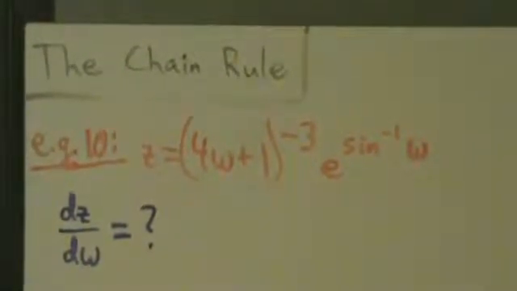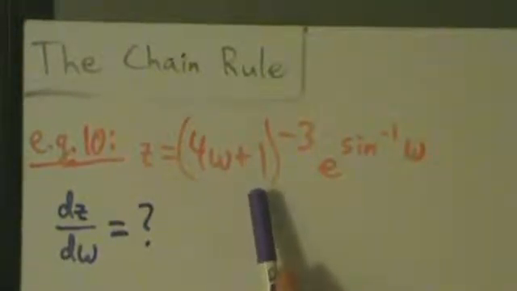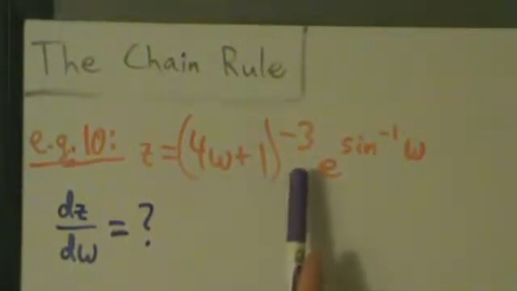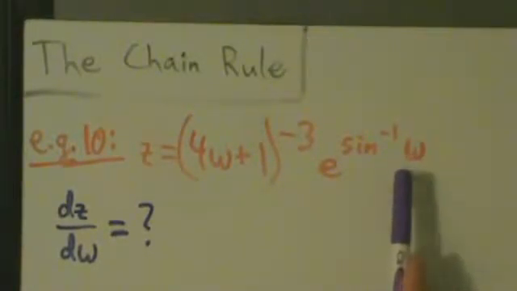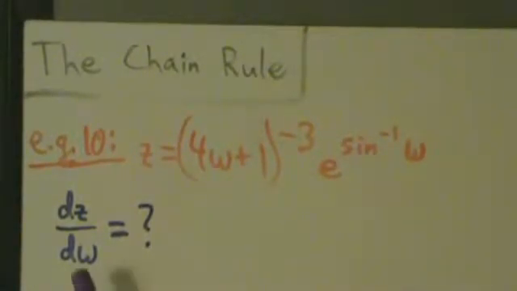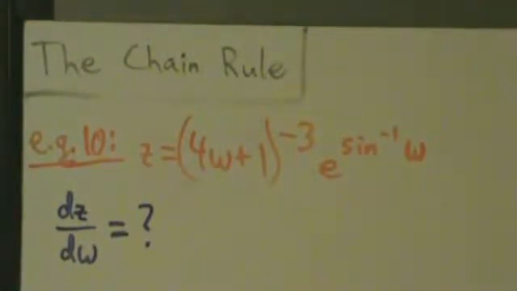Here's example 10 with the chain rule. So we have z equals (4w plus 1) raised to the negative third, multiplied by e to the inverse sine of w. So we want to find dz/dw. In other words, this is the derivative of z with respect to w.